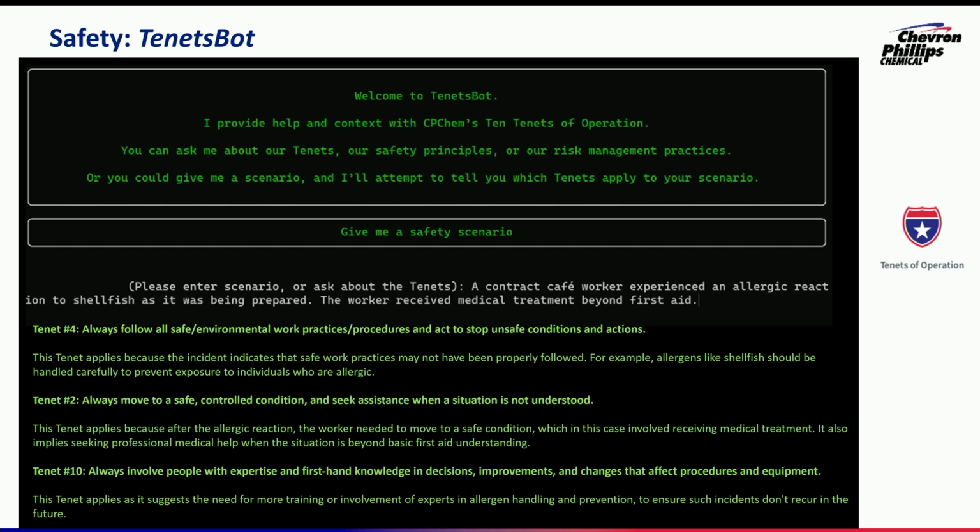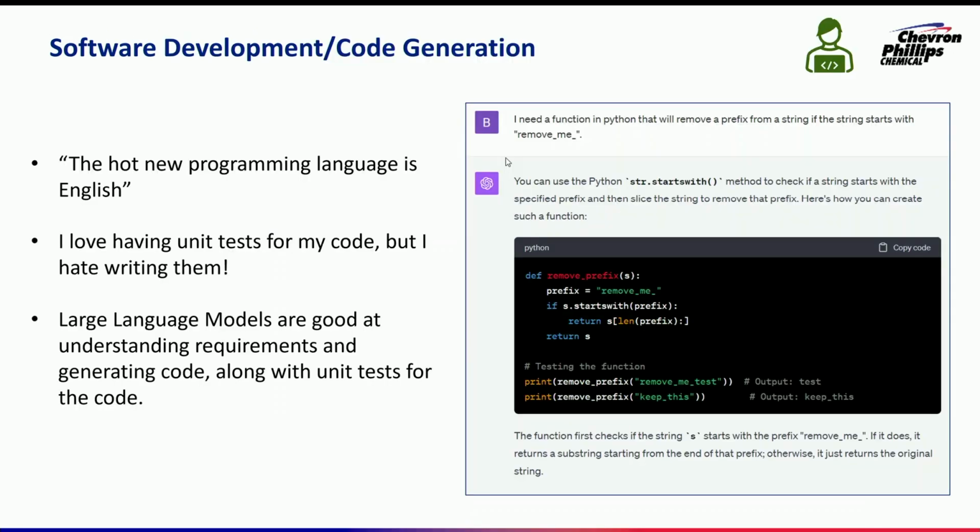Okay, what are the 3 tenets that apply to that? Always follow all safe environmental workwear. Okay, that sounds good. And give the reasoning. There we go. This tenet applies because the incident indicates that safe work practices may not have been properly followed, etc. So you can apply it to safety because humans are a huge component for safety.